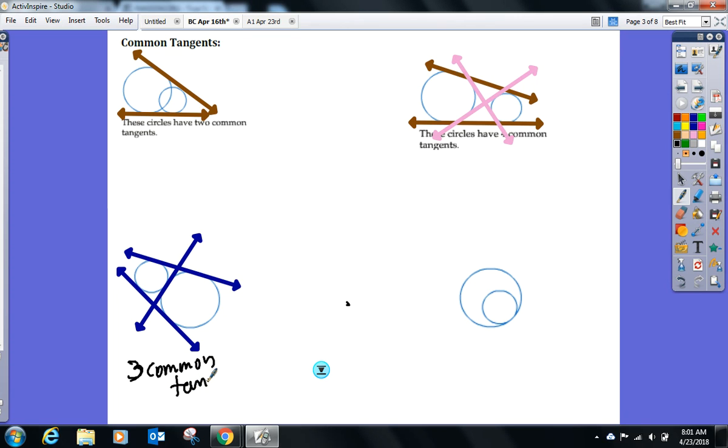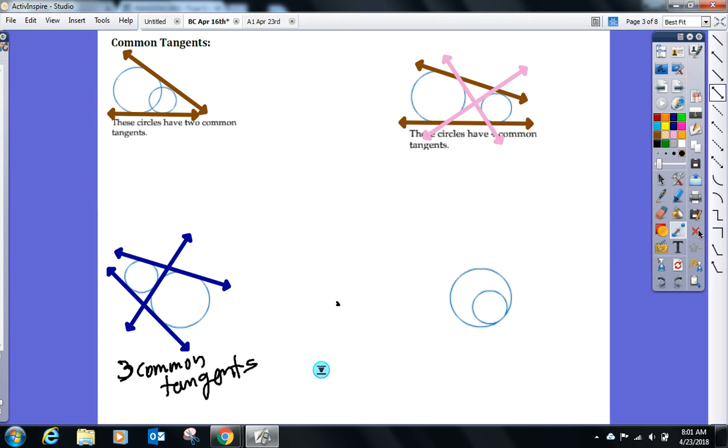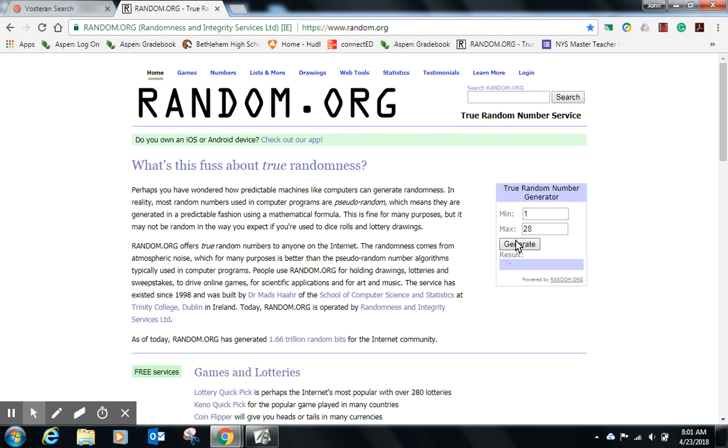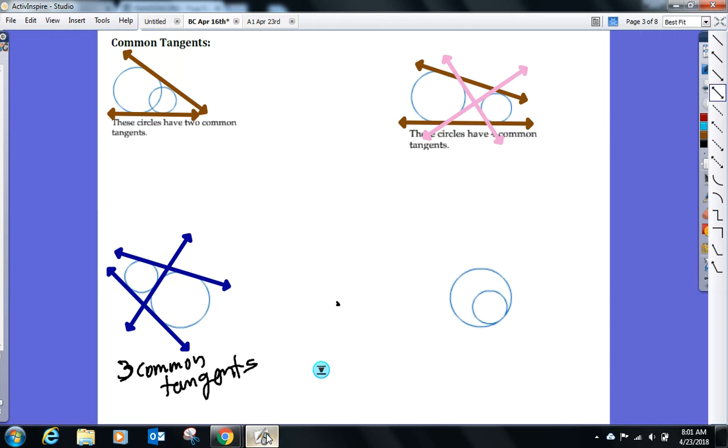And then what about this next one, when now the circle's inside another circle and they're just touching? How many common tangents can you get out of that one? One common tangent, right where they intersect. There it is.